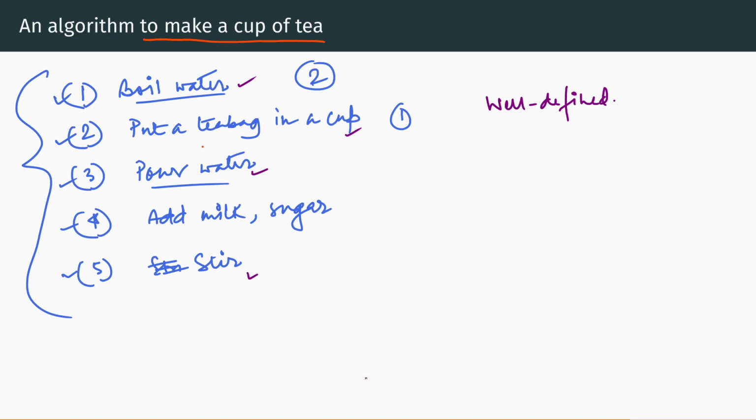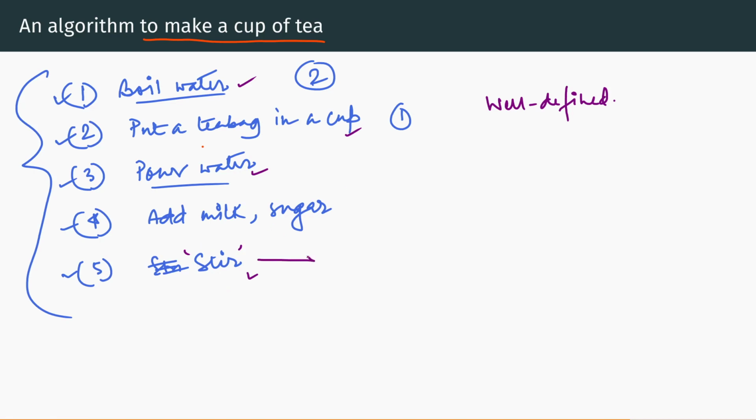Okay. Now let's say you are teaching a robot to do that. You're teaching a robot how to boil water, how to stir. Maybe these operations are not so well defined, right? Maybe the robot doesn't know what stir means. What does this mean, stir? Then you have to break this operation down into something that the robot can understand.